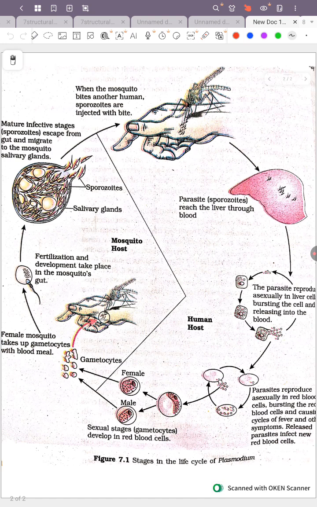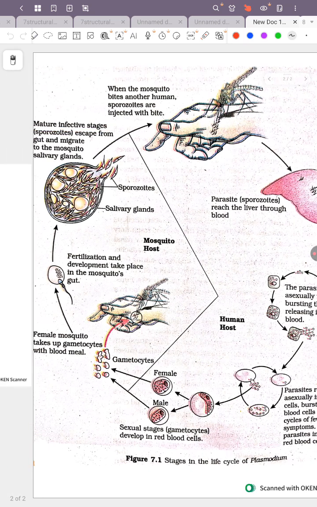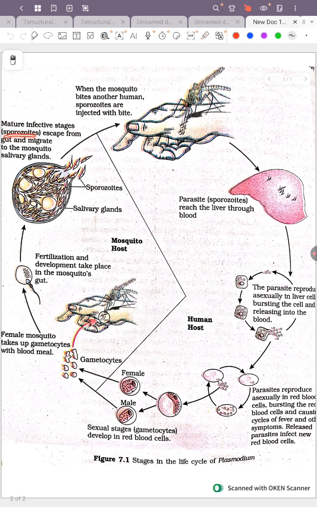Now the female Anopheles mosquito takes up these gametocytes along with the blood meal. Now fertilization takes place in the mosquito gut. The mature infective stage, that is the sporozoites, escapes from the gut and then migrates to the salivary gland. So the sporozoite is now in the salivary gland and ready to enter into the host when the mosquito bites.